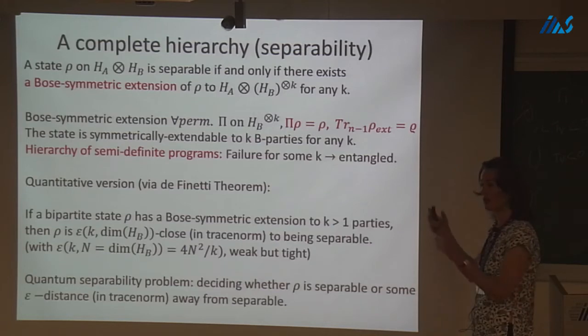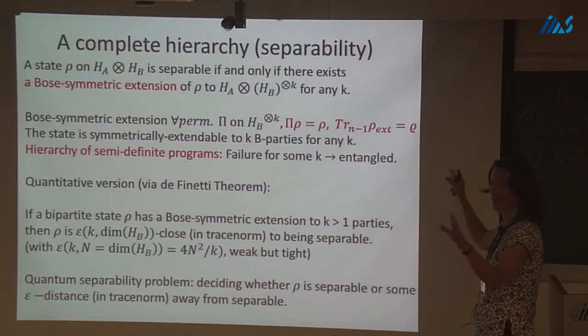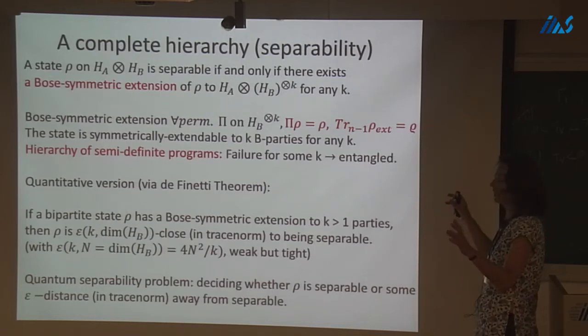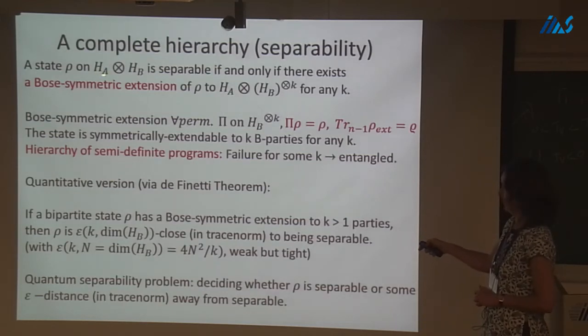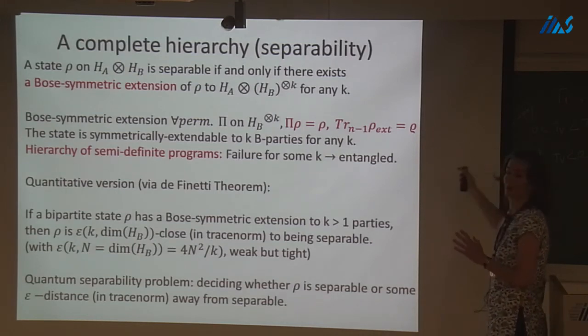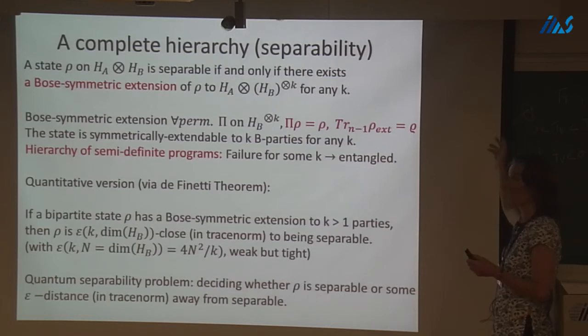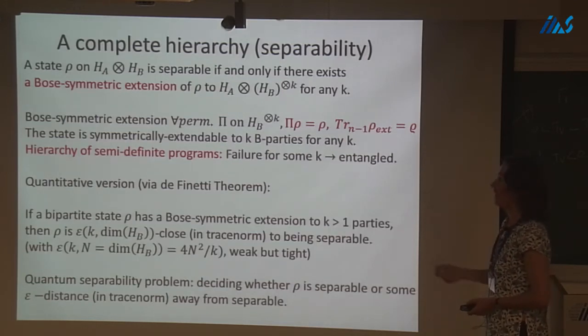So let's talk about separability. I have a density matrix on a bipartite space, and we know there's a criterion which says this state is separable, or unentangled, if and only if there exists a symmetric extension of the state to many parts. That is to say, instead of having a state on A and B, I have a state on A and k copies of B, such that if I permute the copies of B, the state is invariant, symmetric on B. This has to hold for any k. But then there are also quantitative bounds: if the state has a symmetric extension for a particular large k, then it's not necessarily separable, but it must be close to separable.